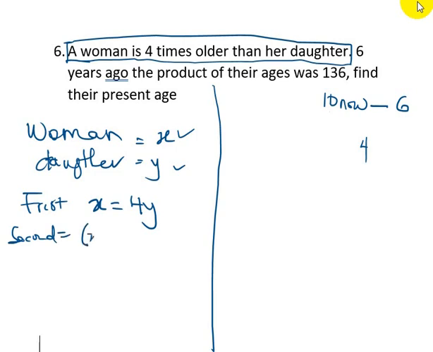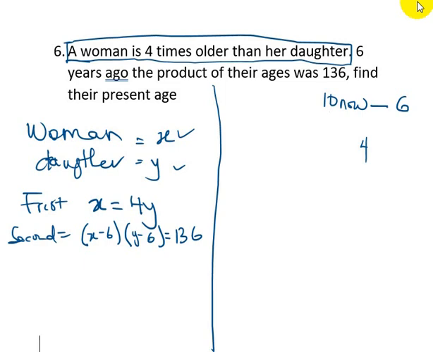So for the second one, we are going to get the woman's age will be x minus 6. That's the 6 years ago. Then multiplying the child's age also being y minus 6. But they said 6 years ago, when you multiply their ages, you get what? 136. I hope it is clear. So from there, what do we do?